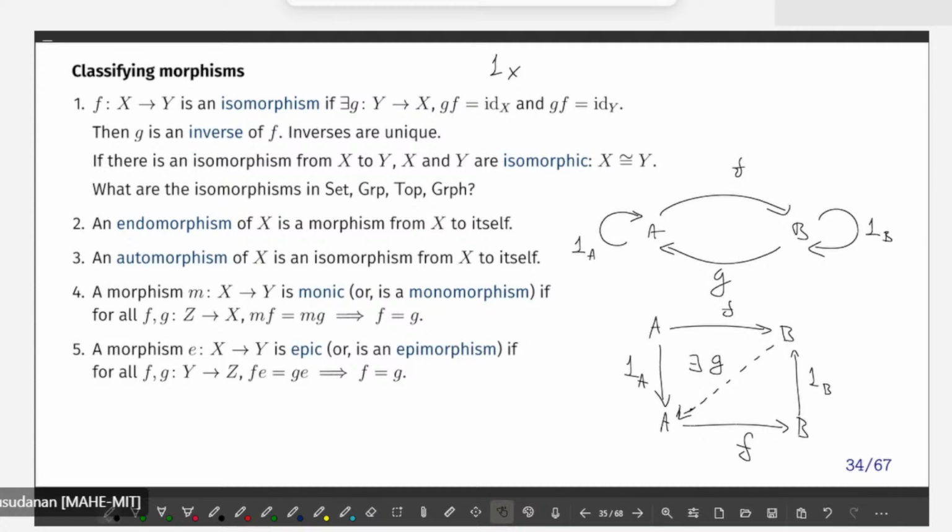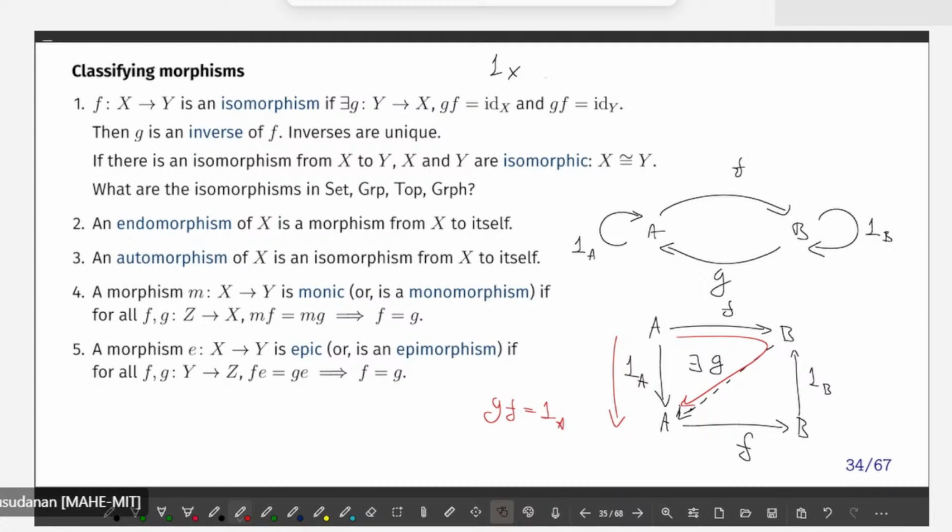If this diagram commutes, what does it mean? It means all the sub diagrams also should commute. So here, what are parallel paths that you can find? For example, here is one path. This is another path from A to A. So there are two paths from A to A. One is G after F. Another is just 1A. So to say that this commutes, you're saying GF is equal to 1A.